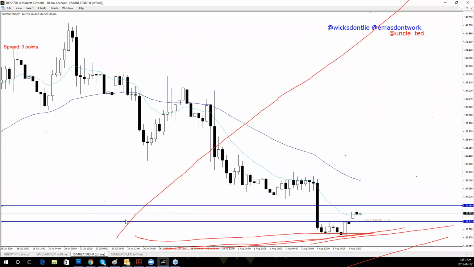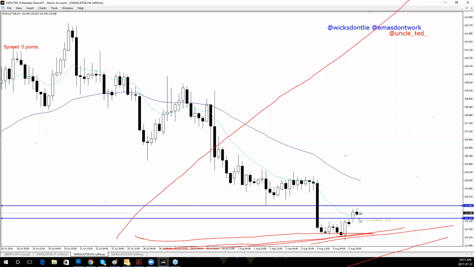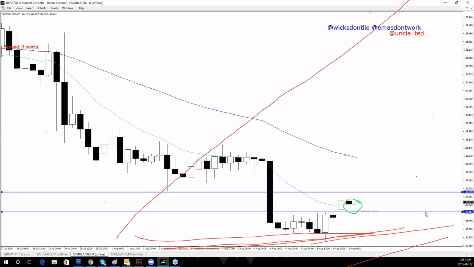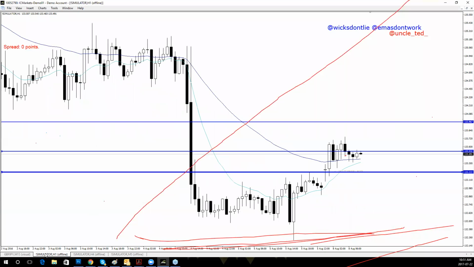Yeah, I think we're gonna tap that blue line above that you have on the wick to the left. But the 4 hour might be going down, man. 4 hour looks down. Look at that pin bar. Yeah, it looks down. It's gonna go down. It's gonna go down.